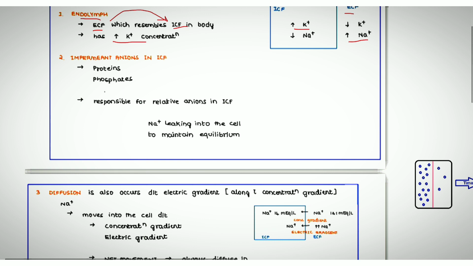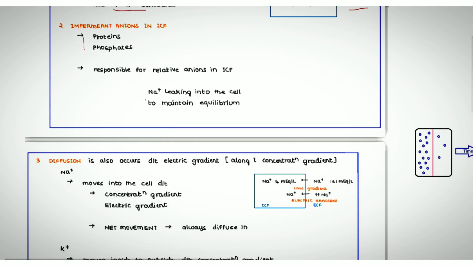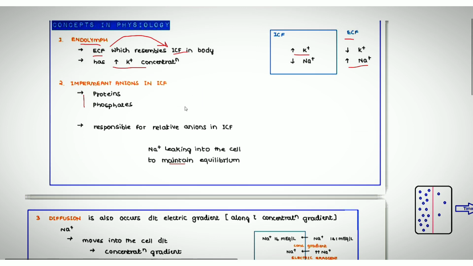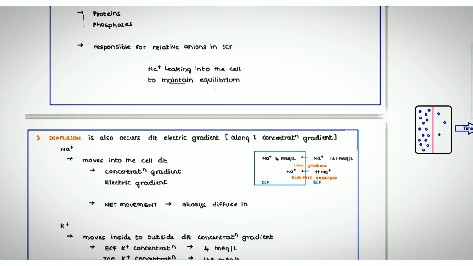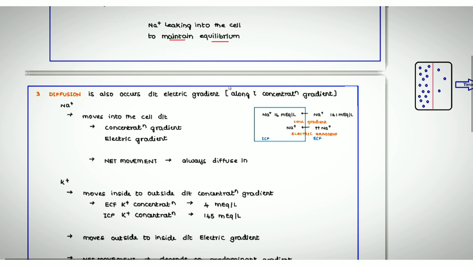The second one we are going to discuss is impermeant ions in ICF. Two types will be there. The first type is proteins and the second is phosphate. These are responsible for the relative ions in ICF. How does it occur? It occurs due to sodium leaking into the cells to maintain equilibrium. We have two types of ions, one is the sodium ion, the second is the potassium ion. They may leak from inside the cells to the outside or from outside to inside to maintain equilibrium. Once it reaches equilibrium, there is no net transfer of these ions from one place to another.